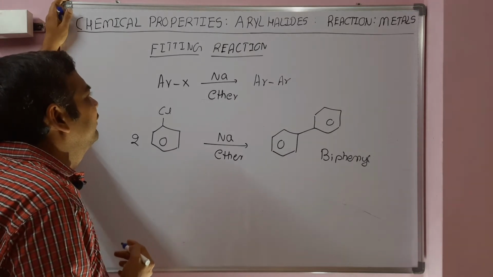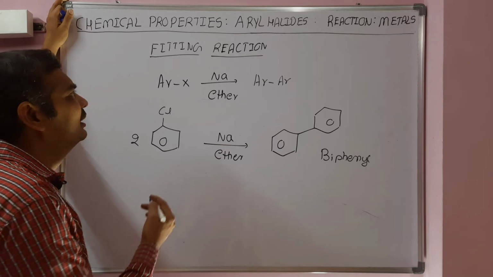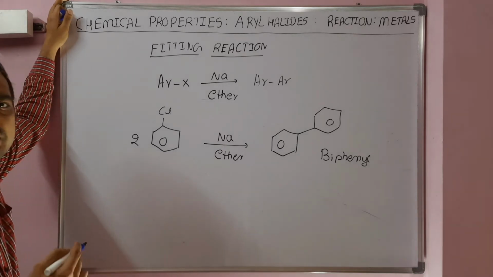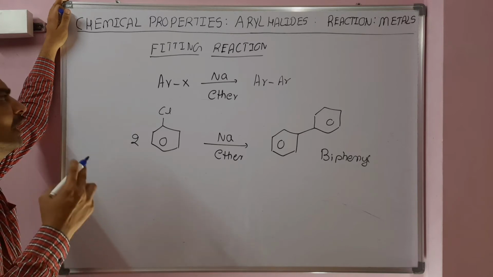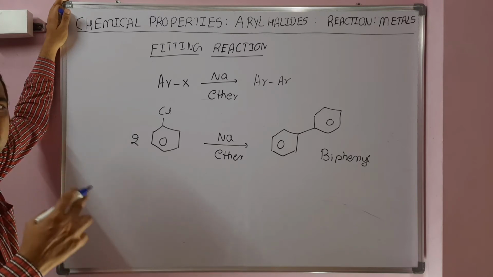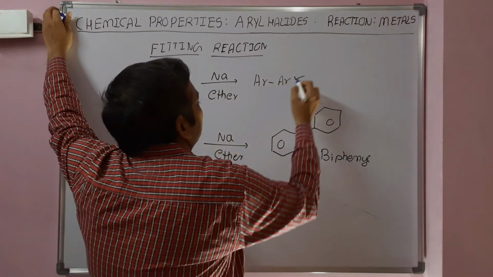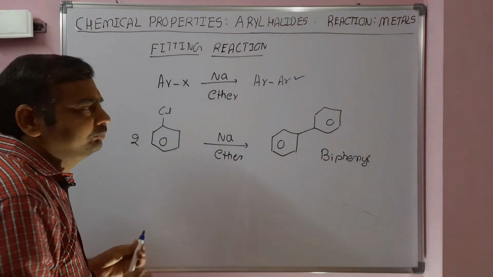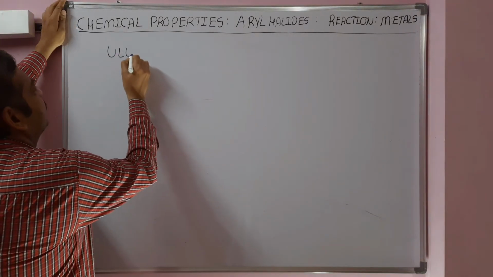Now see the difference between Wurtz reaction, Wurtz-Fittig reaction and Fittig reaction. If it is 2 alkyl halides, reagent is sodium ether, that is Wurtz reaction. 1 alkyl halide and 1 aryl halide, Wurtz-Fittig reaction. 2 aryl halides, that is Fittig reaction. So next, Ullmann reaction.